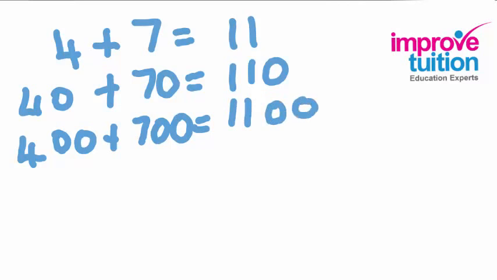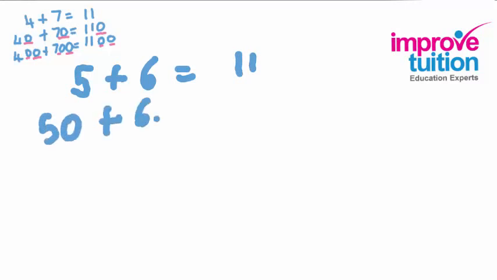So, in 40 add 70, we're just adding zeros. In 400 add 700, we're just adding the zeros to 11 to make 1100. Let's look at the next question.